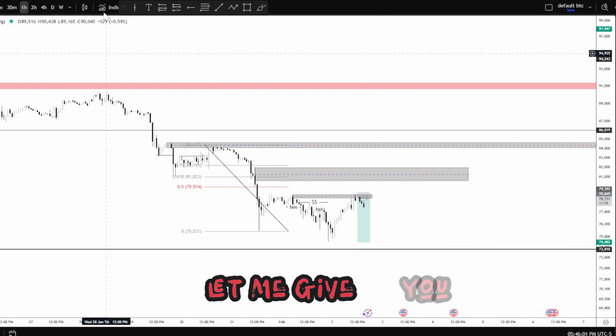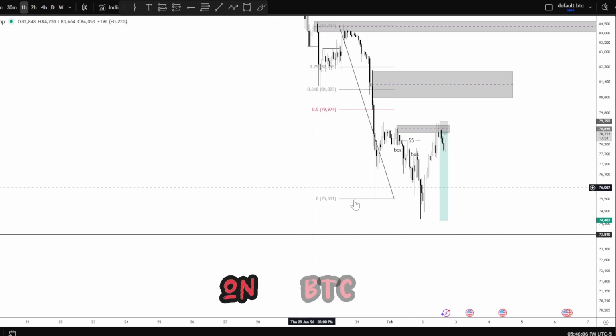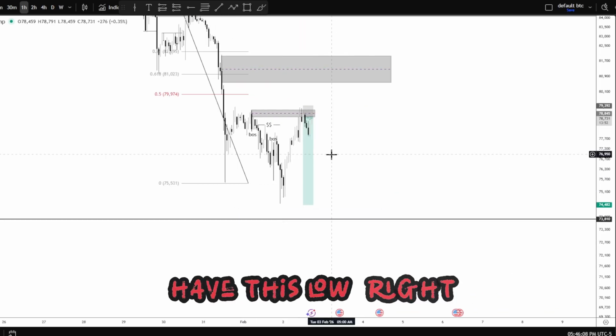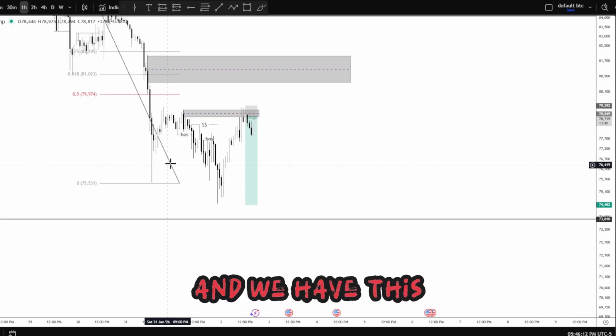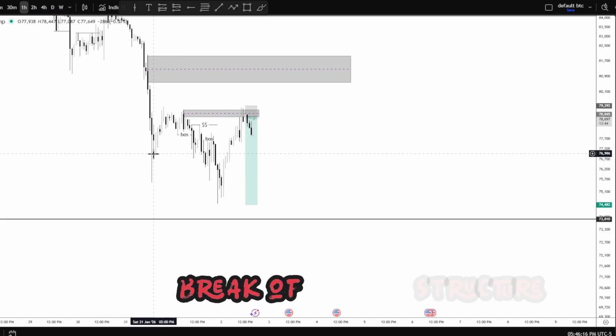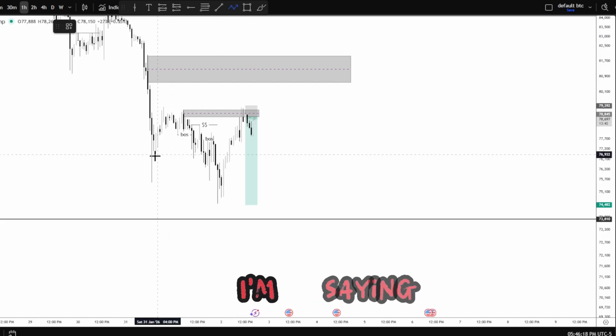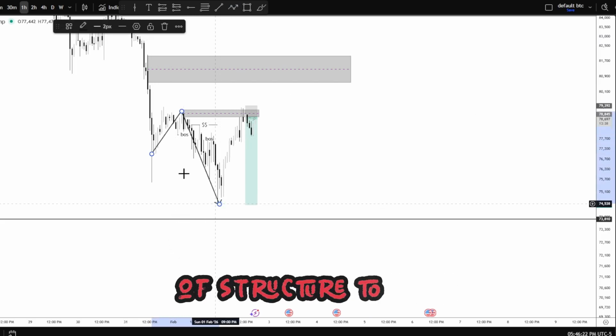Okay, so let me give you a quick example of this current sell that I am on BTC. We have this low right here, and we have this break of structure. So this is what I'm saying. We have this low, we have this high, and we have a break of structure to the downside.